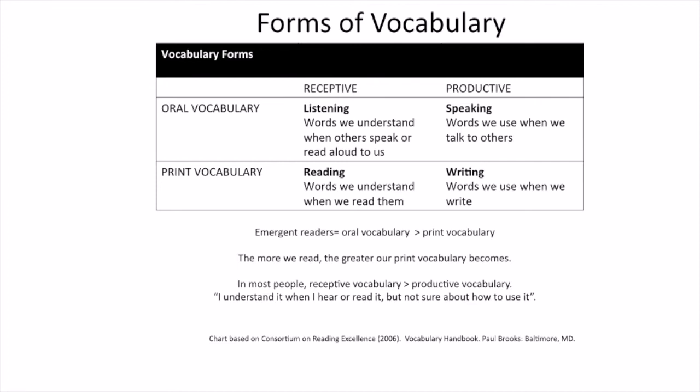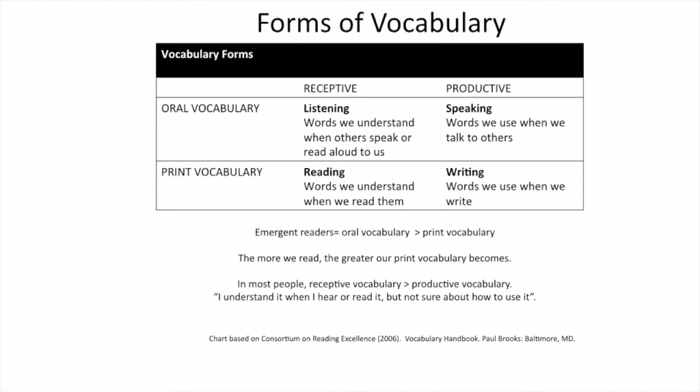Print vocabulary is made up of words in print that we understand. When we read words in print, we are receiving them into our brains and understand them. So these words are part of our print receptive vocabularies. When we write words we understand, we are utilizing our print productive vocabulary. We are producing those words in writing.